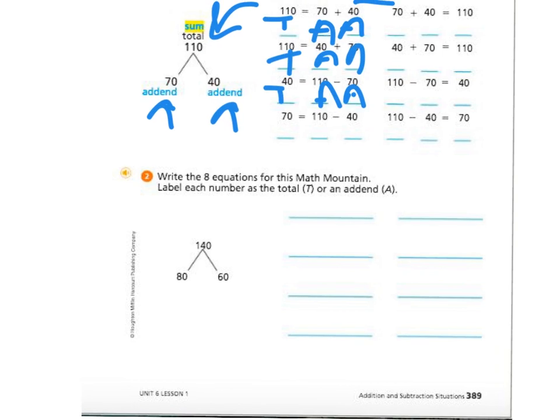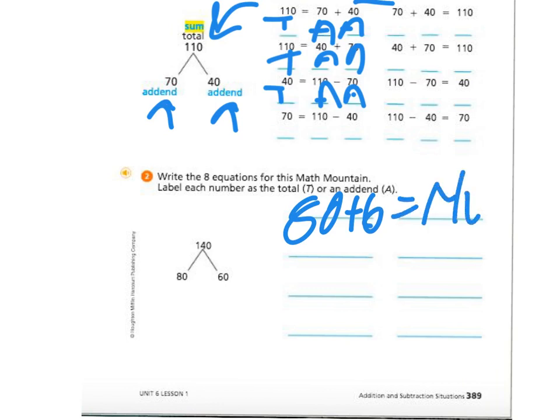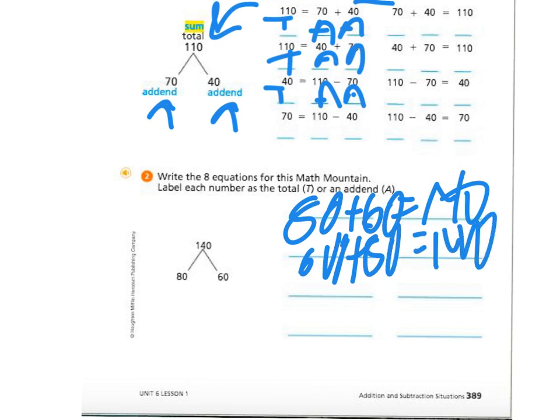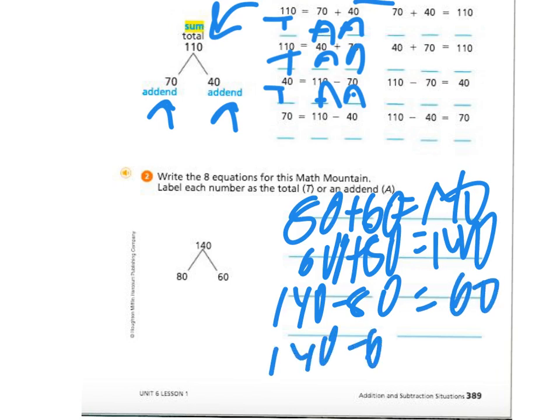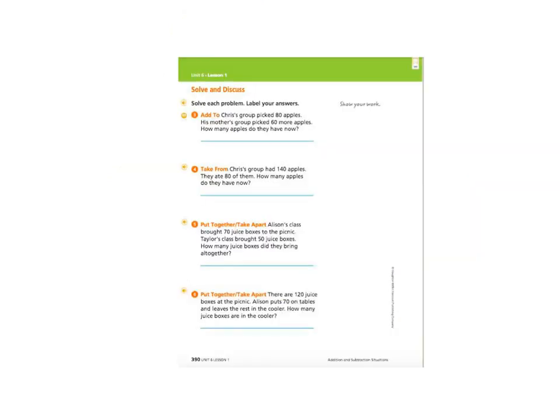We have to write equations for this math mountain. We've talked about this before as fact family work. So you could do 80 plus 60 equals 140. 60 plus 80 equals 140. 140 minus 80 equals 60. And 140 minus 60 equals 80. So just seeing the connections between all of these.